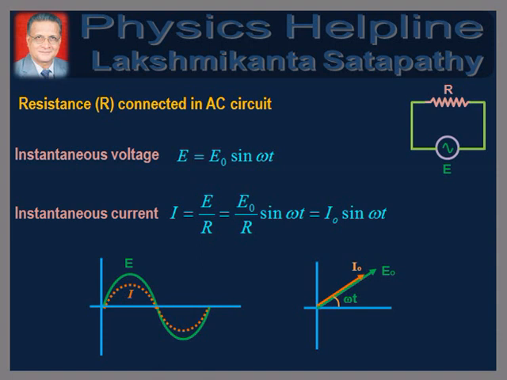The instantaneous voltage of the source is given by E is equal to E0 sin omega t, where E0 is the peak voltage. This is also the voltage across the resistance R. Let I be the instantaneous current through the resistance. Then, by Ohm's law, we have I is equal to E by R, which is equal to E0 by R sin omega t, whose maximum value is E0 by R. Therefore, we put it as equal to I0, which gives I is equal to I0 sin omega t.